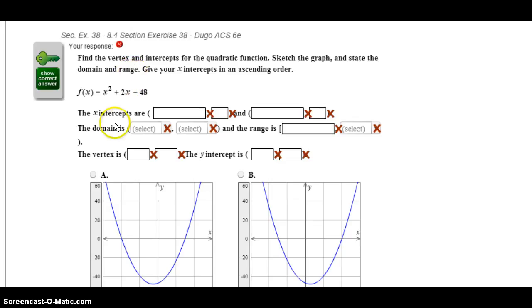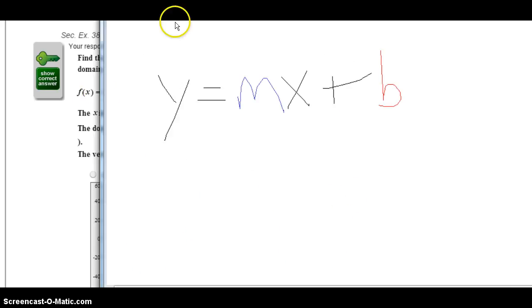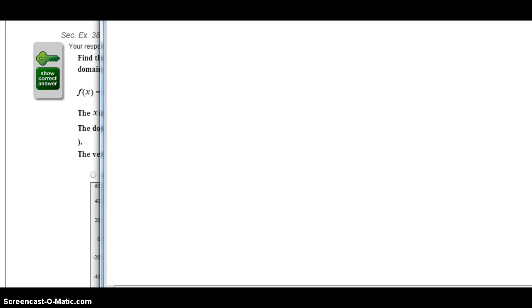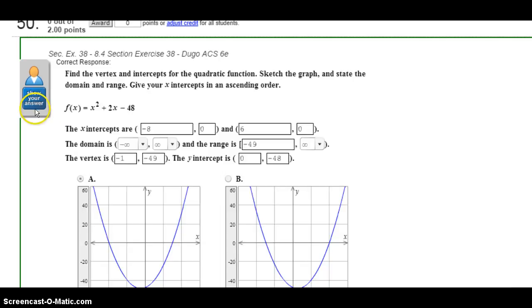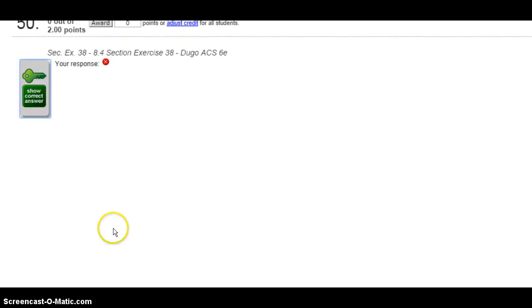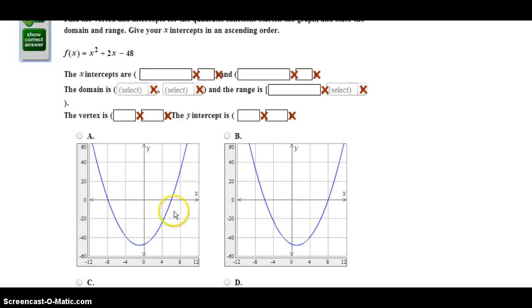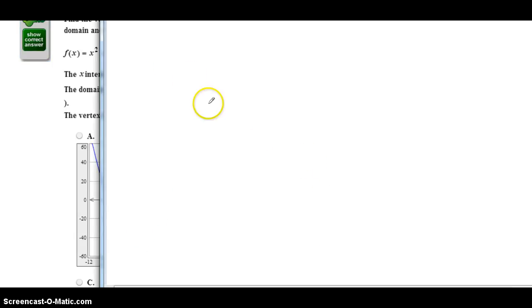Alright, so for this question, we're trying to find a lot of stuff about this equation here. So the x-intercepts, we're looking at where the graph crosses the x-axis. When you cross the x-axis, the y value is 0 because you haven't gone up or down at all. You're right on the x-axis. So that's how you solve for that. You would plug a 0 in for the y part and see what x has to be.